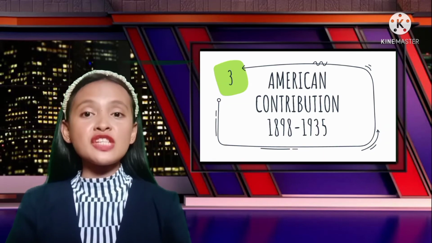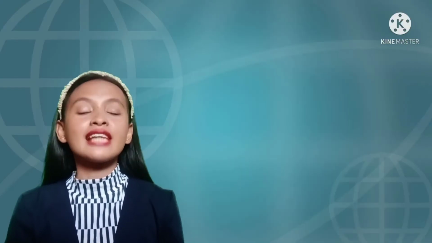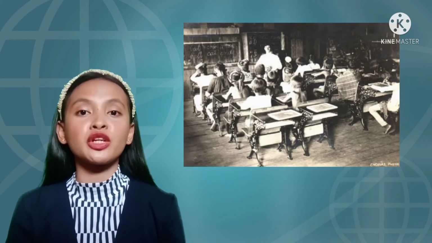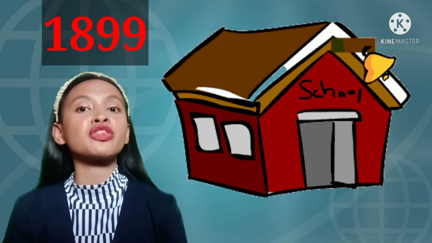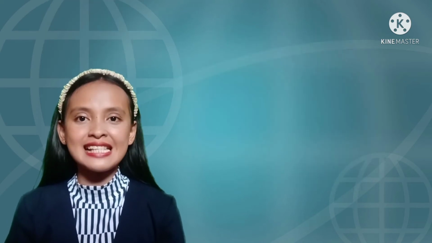Now, moving on to the American contribution in the years 1898 to 1935. Let's start with the American contributions. The course of study is prescribed, uniform, and centralized. Formal, structured, and the existence of an educational system. In 1899, more schools were opened, this time with 24 English language teachers and 4,500 students.